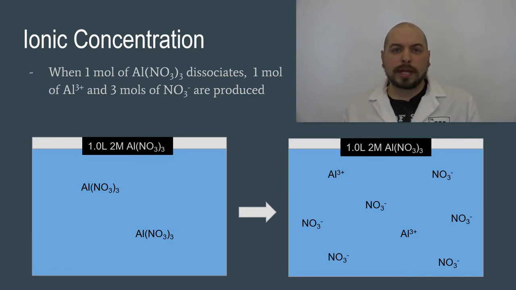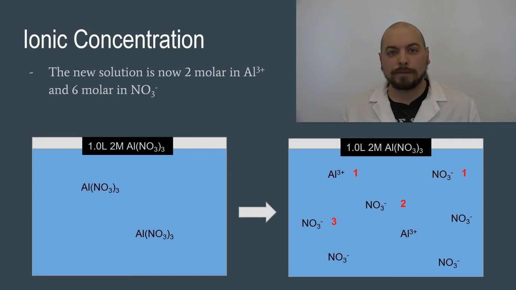So let's say that we had a concentration of 2 molar aluminum nitrate. If it was 2 molar aluminum nitrate, that means that the concentration of aluminum ions in the solution is going to be 2 molar. But because you have 3 moles of nitrate for every 1 mole of aluminum, the actual concentration of nitrate ions is going to be triple the concentration of the aluminum ion. And so what you're going to see is a concentration of 6 molar for the nitrate ions.